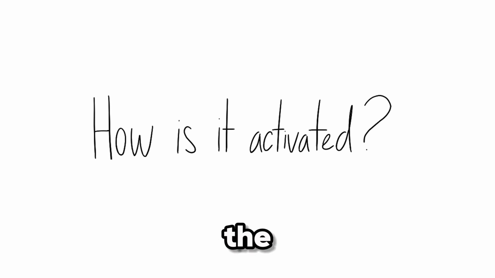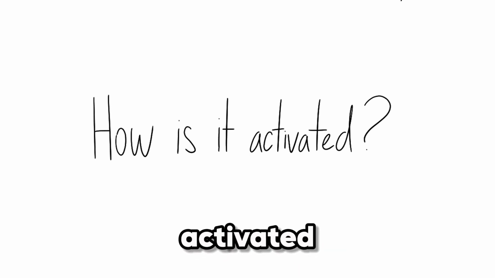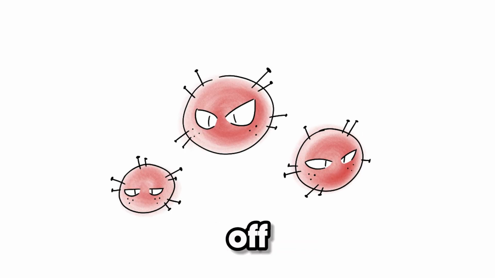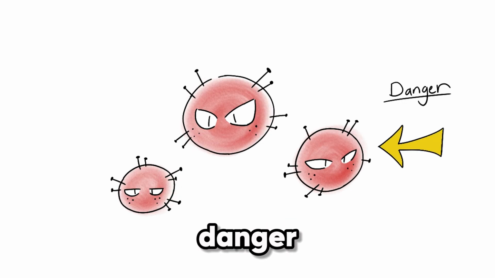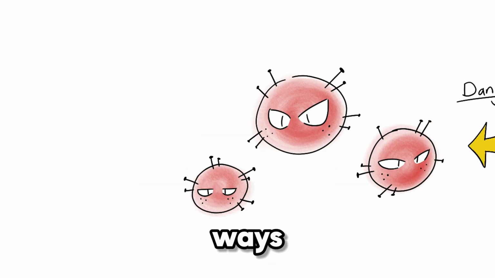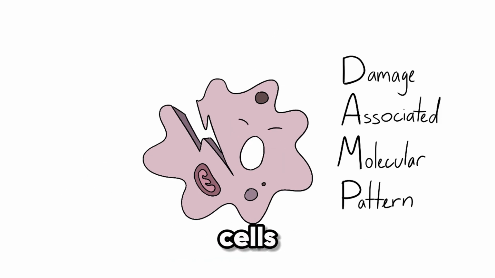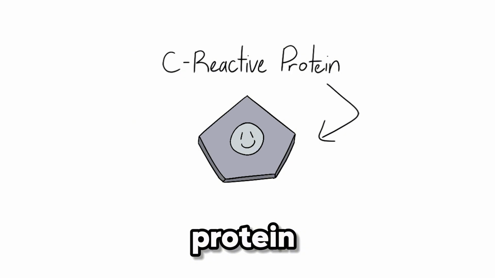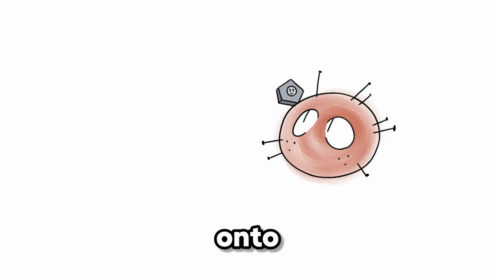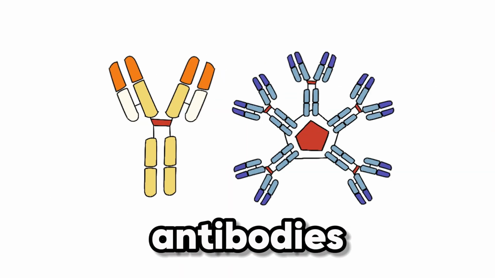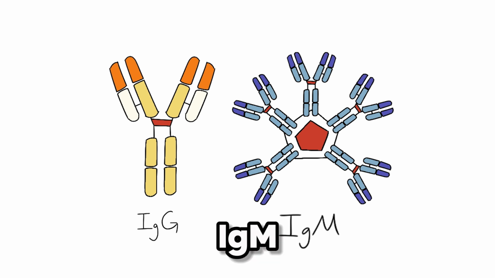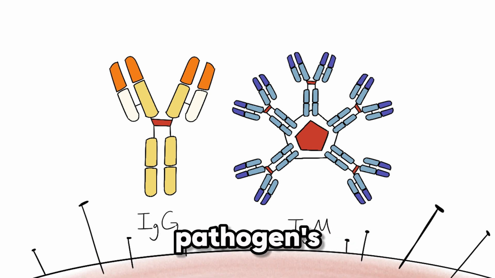So how does the classical pathway get activated? The classical pathway kicks off when a body detects danger. This can happen in three key ways. One way is through DAMPs, which are signals released by stressed or damaged cells, via C-reactive protein, CRP, which latches onto the pathogen surface, or when antibodies such as IgG or IgM recognize and bind to a pathogen's antigen.